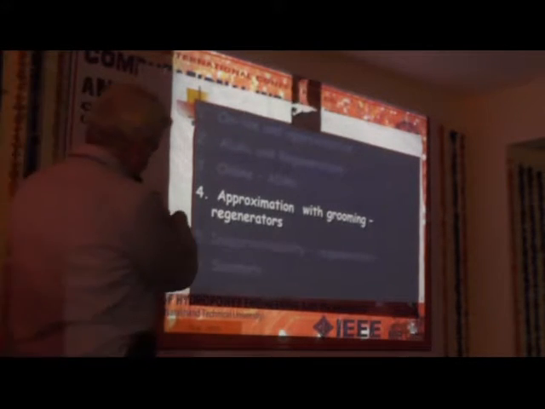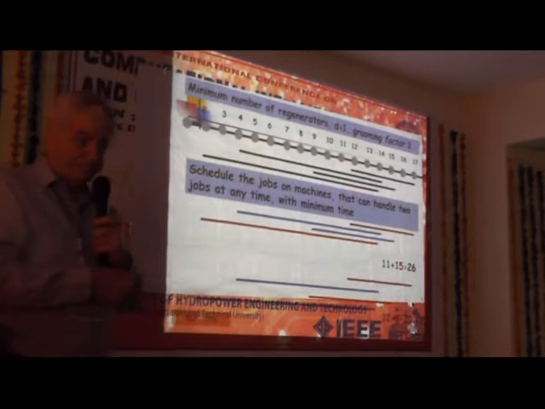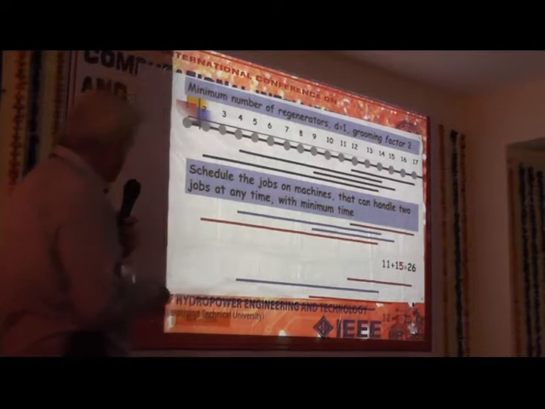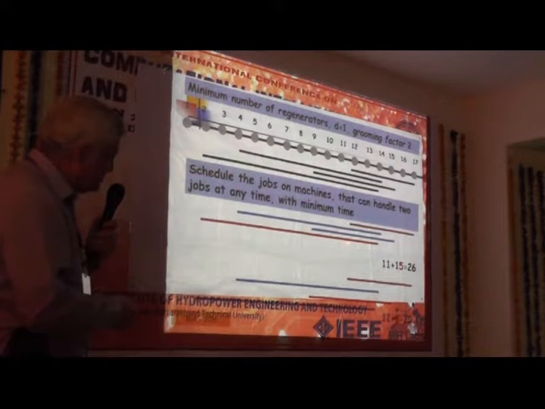Now, approximation with grooming, I go back to this problem. And here I just want to give you the idea of how we are using things. You remember the example? The example came from regenerators, but here let me speak only about scheduling. So we have machines. Each machine can handle 2 jobs at the same time, and I have 4 jobs.